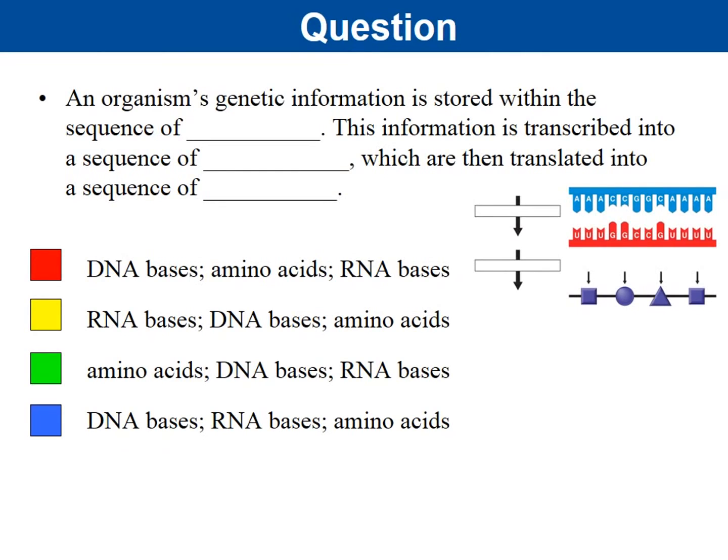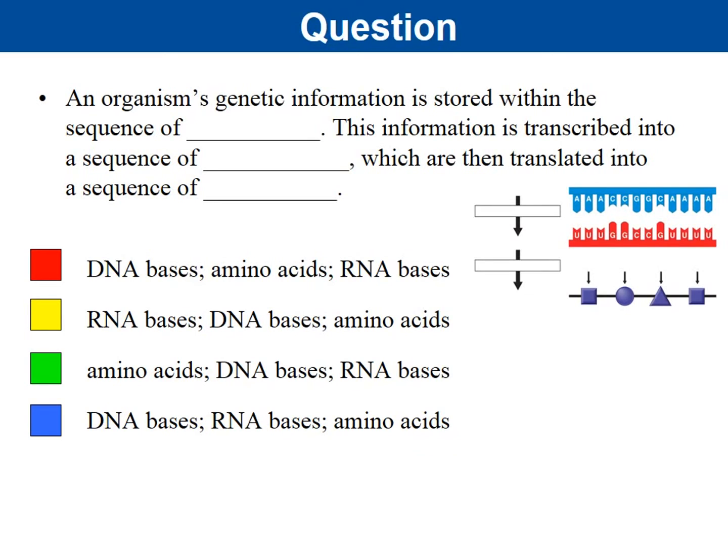And so I have a question for you. Once I read it, go ahead and pause, think of your answer, and then when you're ready, go ahead and push play again. The question says, an organism's genetic information is stored within the sequence of blank. This information is transcribed into a sequence of blank, which are then translated into a sequence of blank.